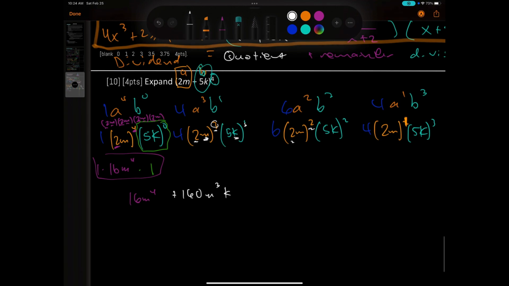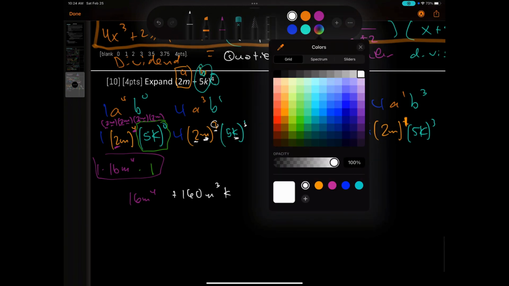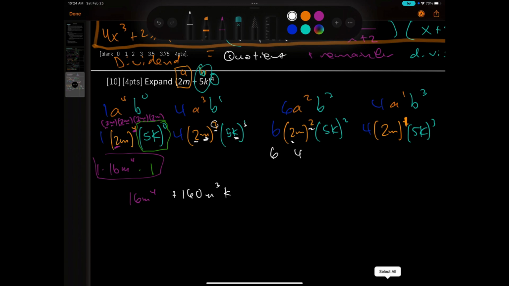Okay, 2 squared is going to be 4. You have the 6, and then 5 squared is 25. So I'm going to multiply all those numbers. 6 times 4 is 24. 24 times 25 is going to be 600. Okay, now I have m to the 2nd, and I have k to the 2nd.